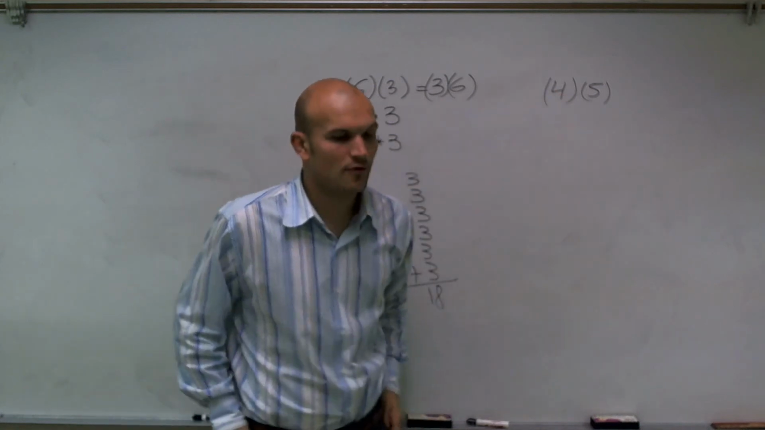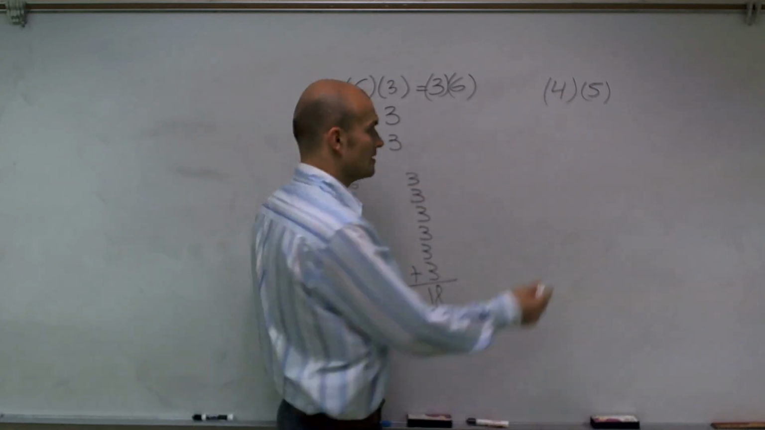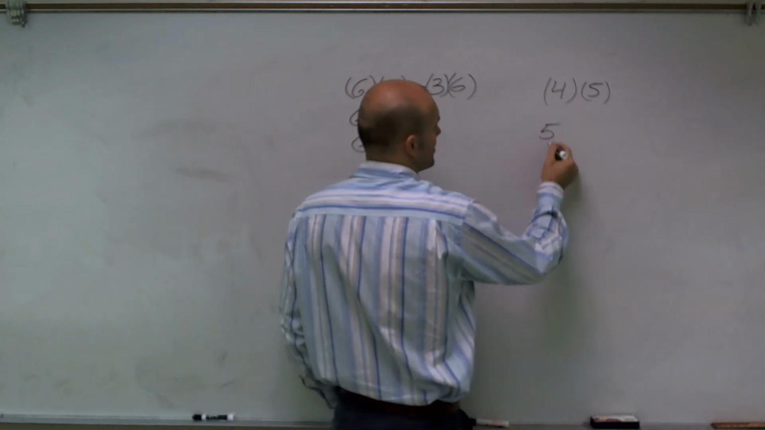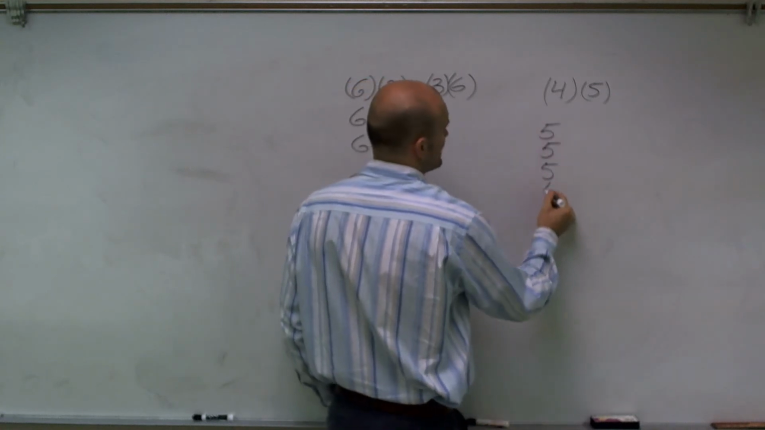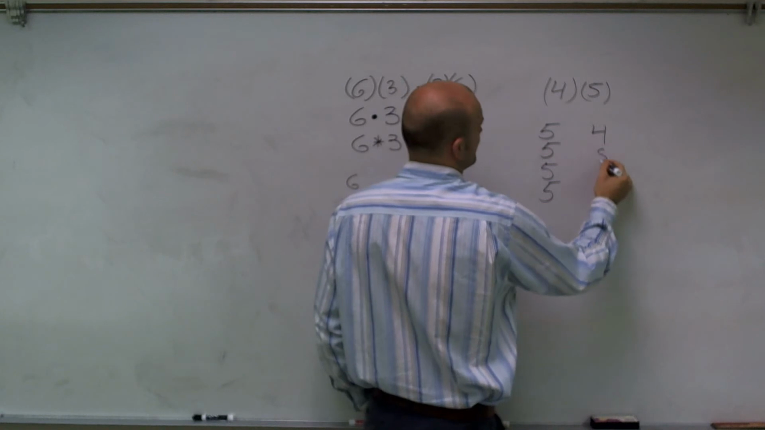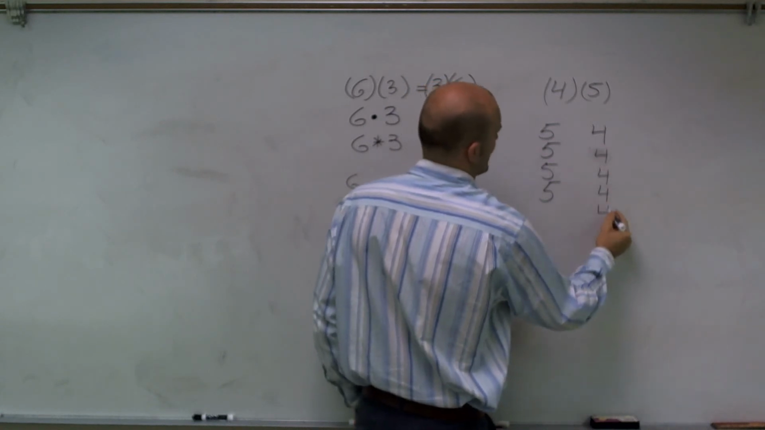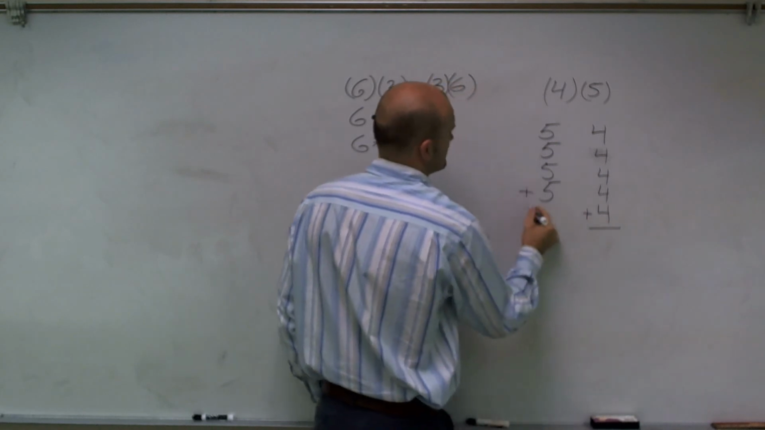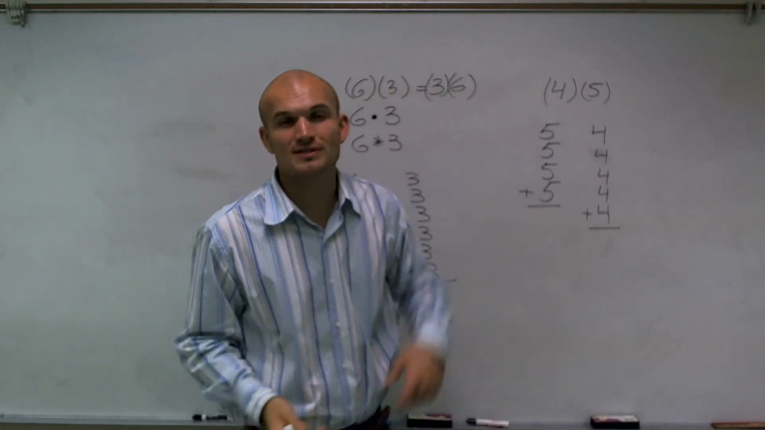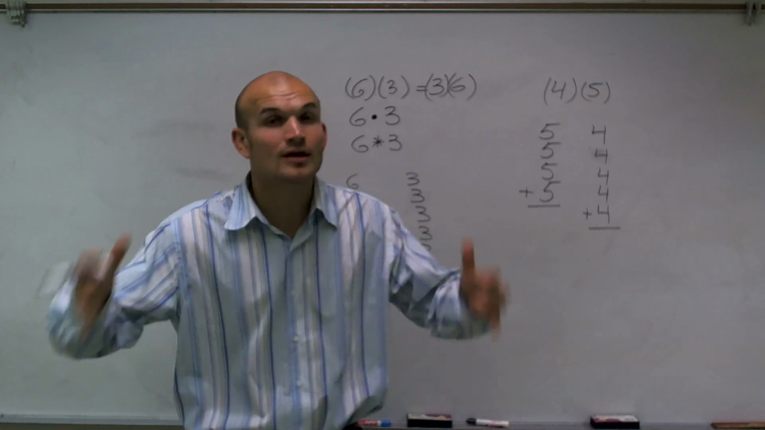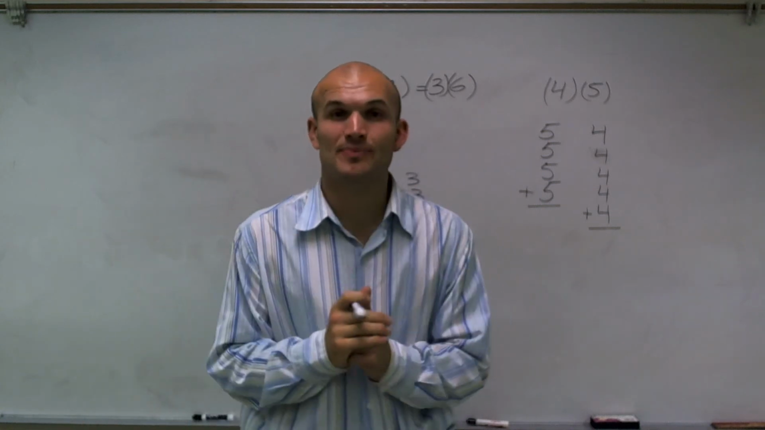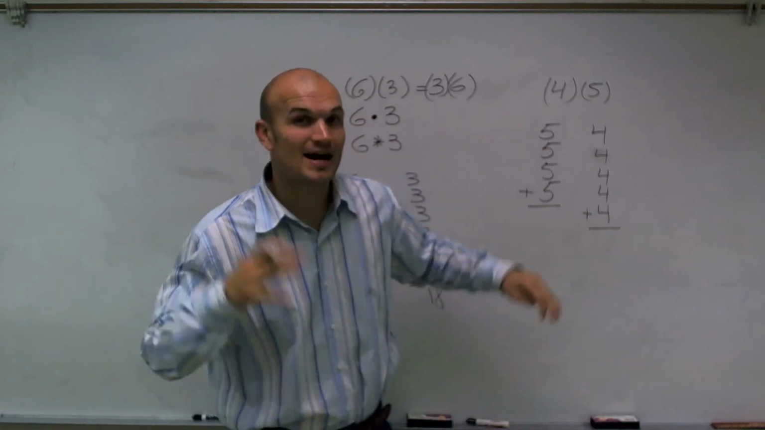So if I'm looking at 4 times 5, that means I'm going to have 4 sets of 5s or 5 sets of 4. And I'm just going to add those up. So to double check my answer, I know 4 times 5 because I've been doing this for so long, which I'm telling you, you're going to have to practice those multiplication skills. 4 times 5 is equal to 20.